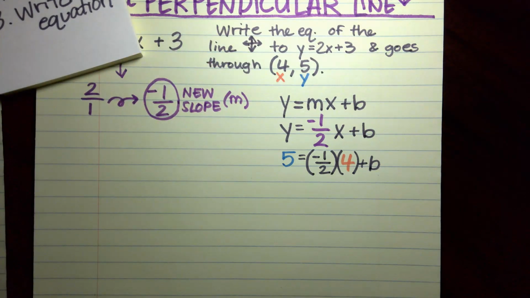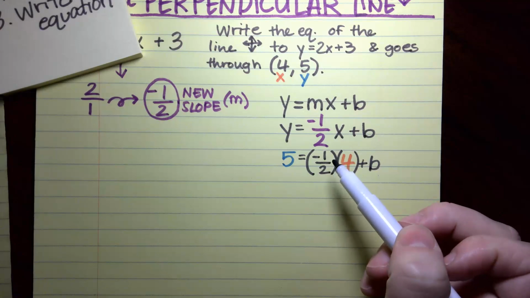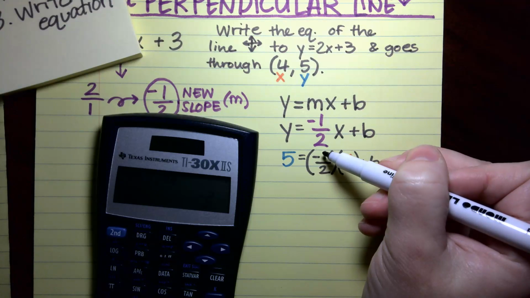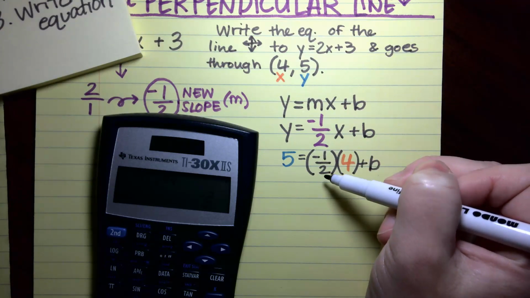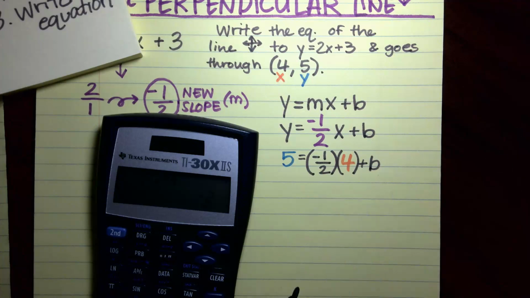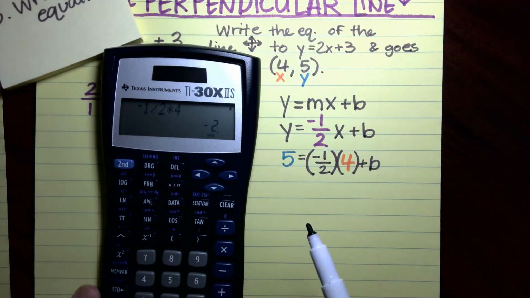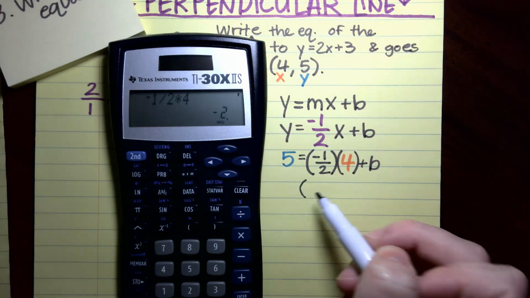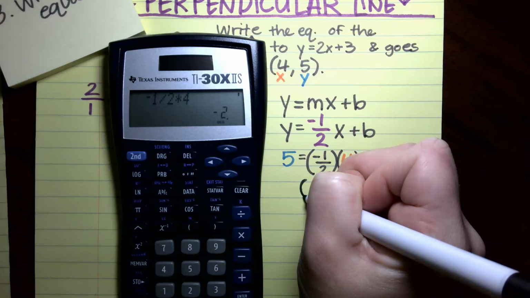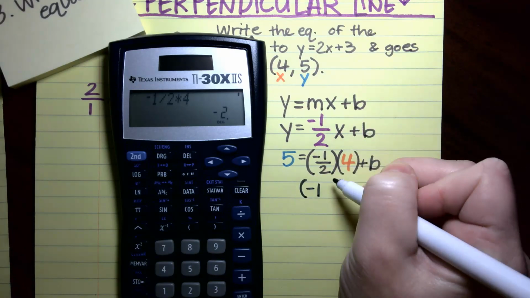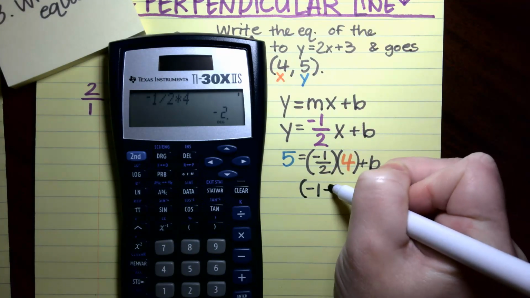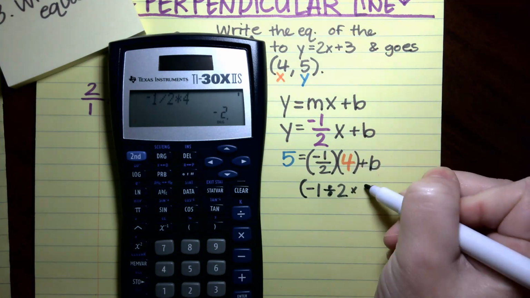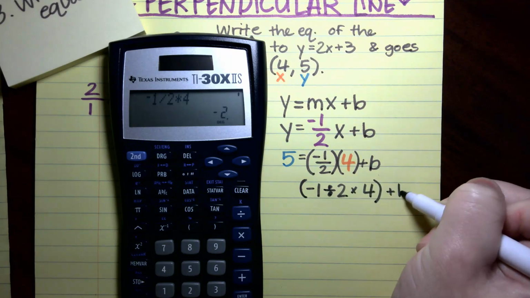Okay, so you don't just do the top number, you do the bottom too. Yes, you've got to do both. So what I have here is in parentheses, negative 1 divided by 2 times 4. So that's what I typed in. Let's do that again. Would it help if I wrote out the process underneath? Yeah. So what I'm really going to do is negative 1 divided by 2 times 4 plus b.